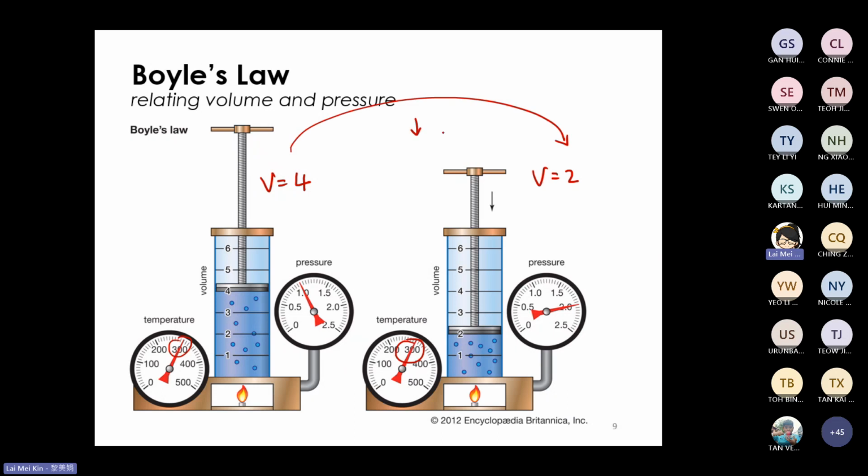Okay, so the volume decreases. So what happened to my pressure? Pressure from 1 becomes 2. Okay, so the pressure increased. When I want to decrease the volume, definitely I must exert pressure. So when volume decreases, pressure increases.